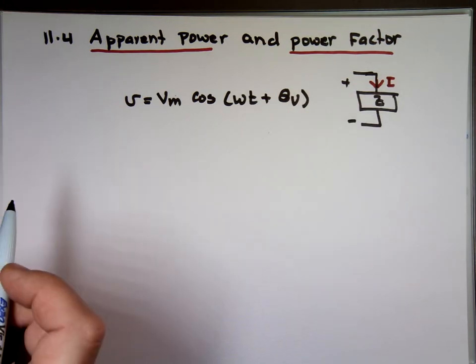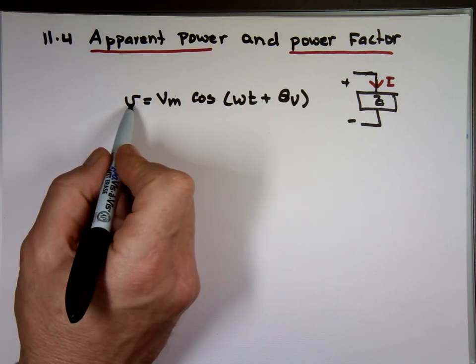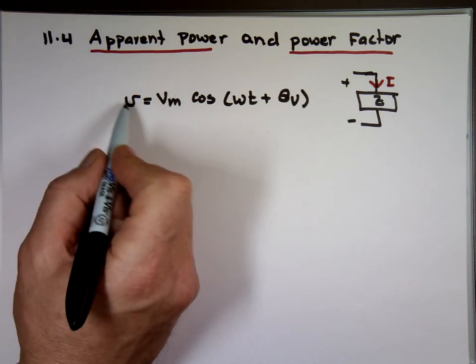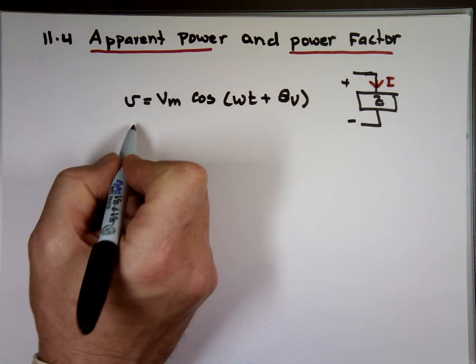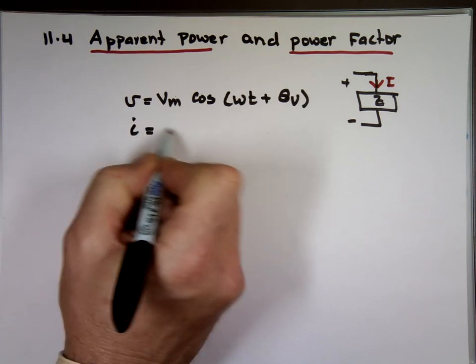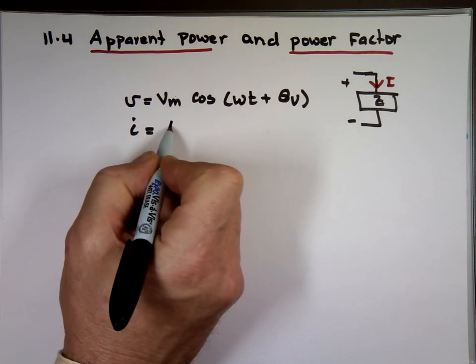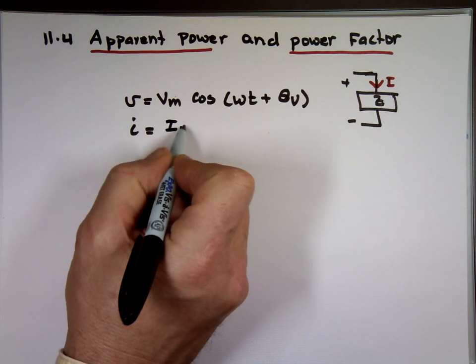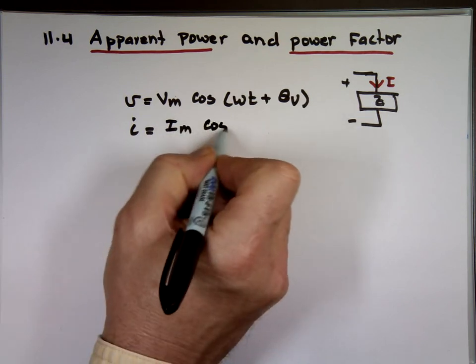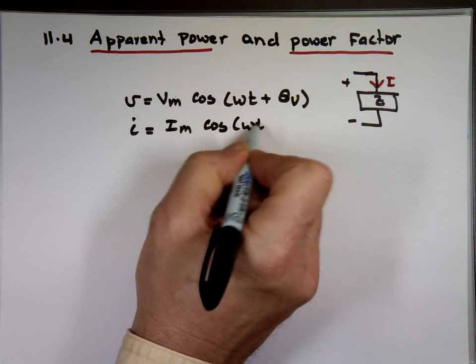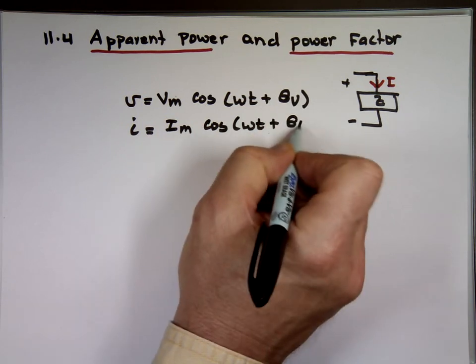What's the first character in your equation here? Yeah, V. Just lowercase v because it's time domain. There'll be some current, which is some I sub max, some maximum value, cosine. w doesn't change, but the angle will be different. We'll call it theta I.